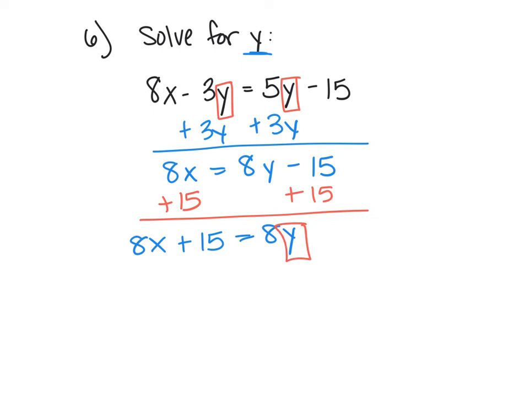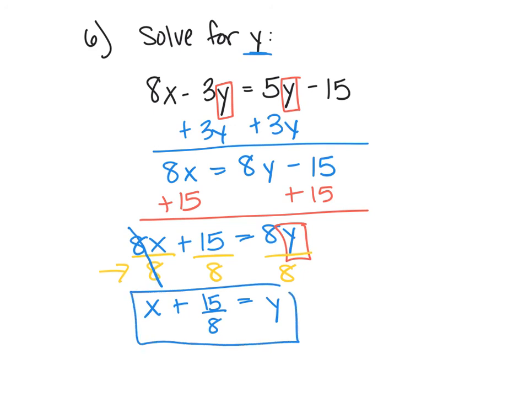So I still want to get this y by itself, and because it's being multiplied by 8, we are going to divide by 8 to get the y by itself. So you want to be careful right here, because you want to make sure you divide the 8x by 8 and the 15 by 8. And then we just simplify. So 8 divided by 8 is going to give me a 1, so we're just left with x. You can leave the 15/8 the way it is, and then we're left with y. So your equation is x plus 15/8 is equal to y.